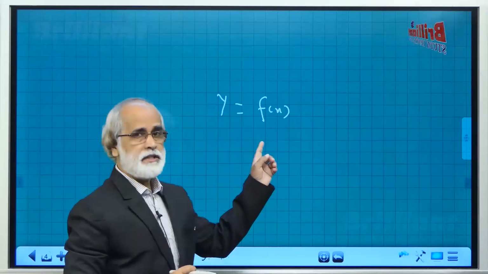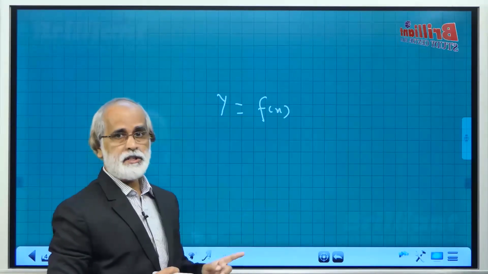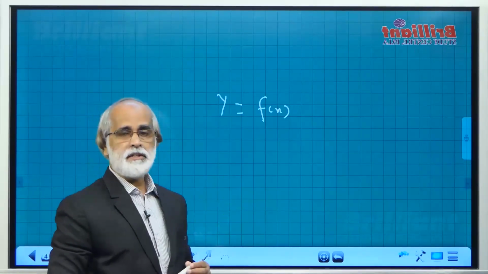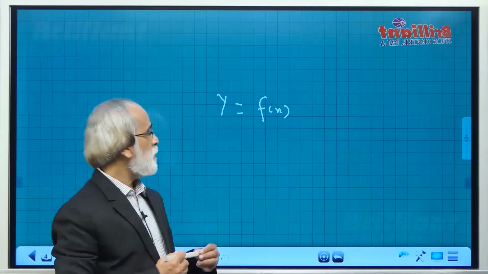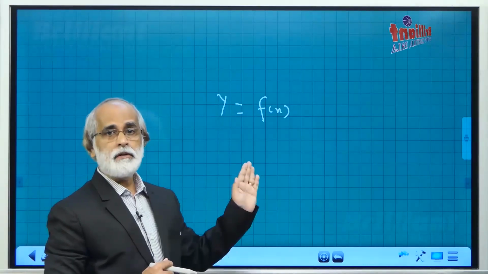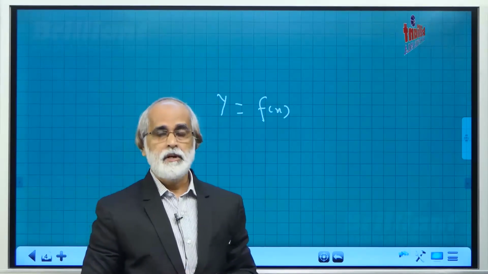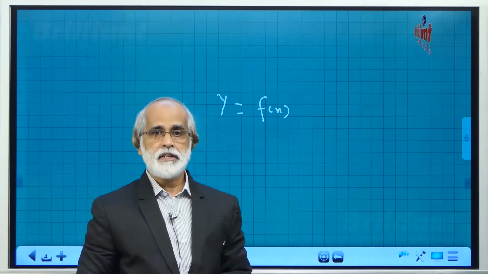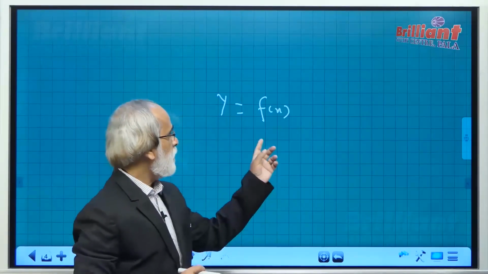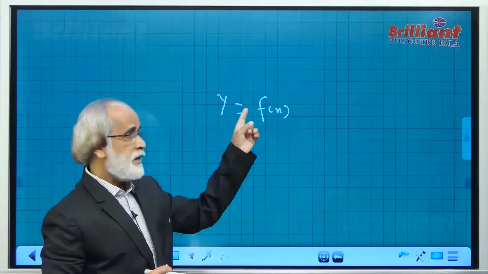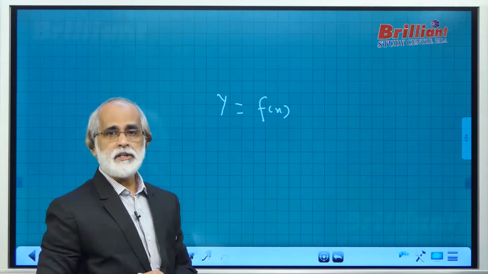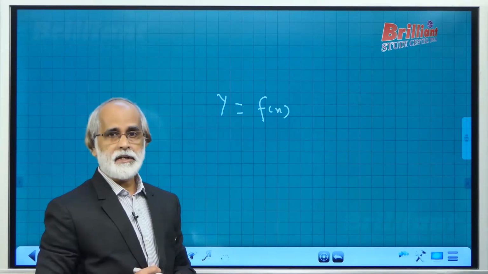Whenever there is a change in x, if there is a corresponding change in y, we say y is a function of x. If x and y are changing in the same direction, that is, the dependent variable moves in the same direction of the independent variable, we say y equal to f of x is an increasing function. What's the meaning that y equal to f of x is a decreasing function? The variables are moving in the opposite direction. When the independent variable increases, if there is a corresponding decrease in the dependent variable, we say y equal to f of x is a decreasing function.